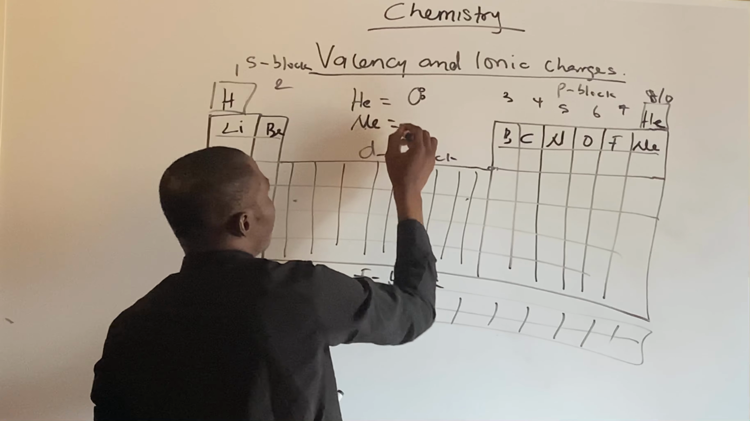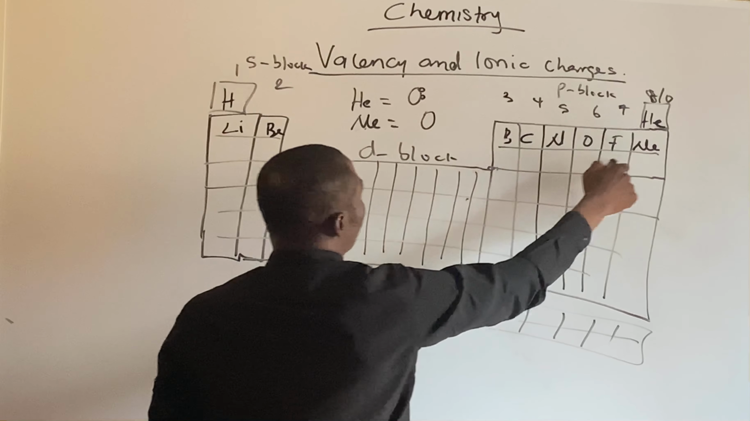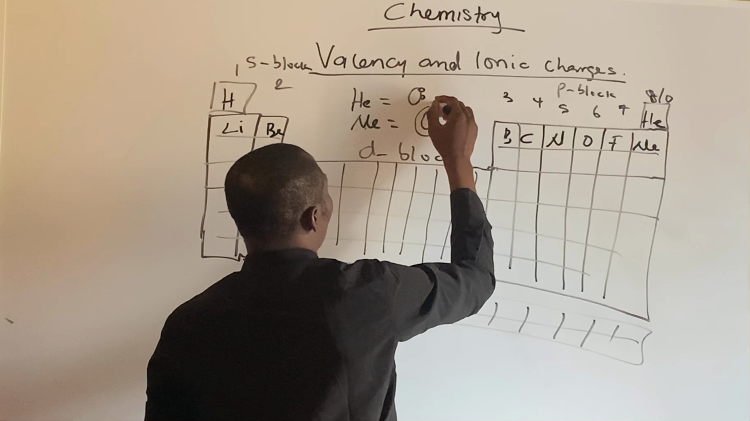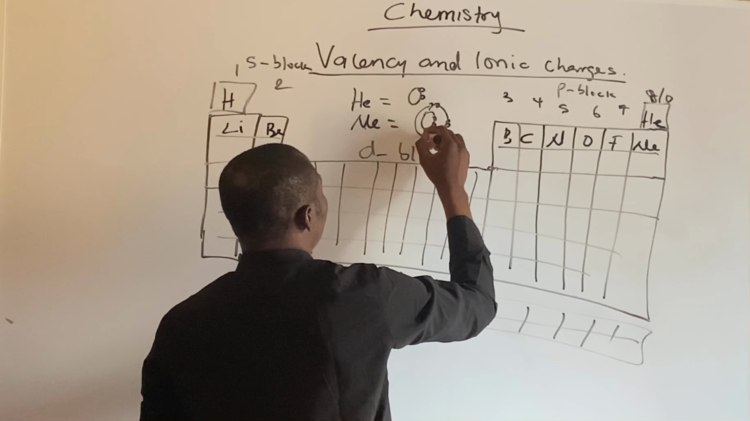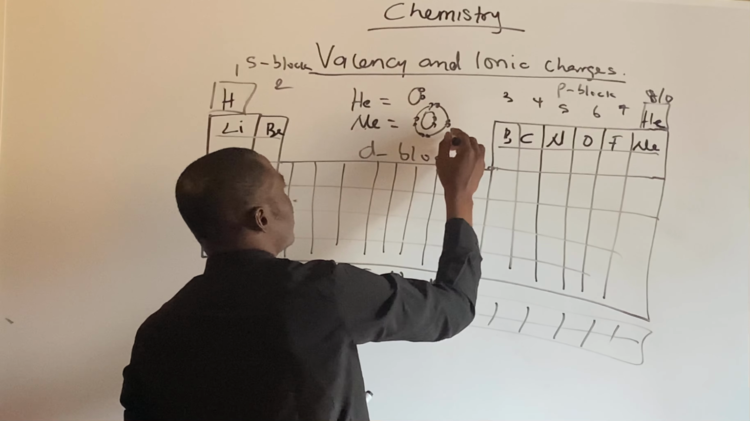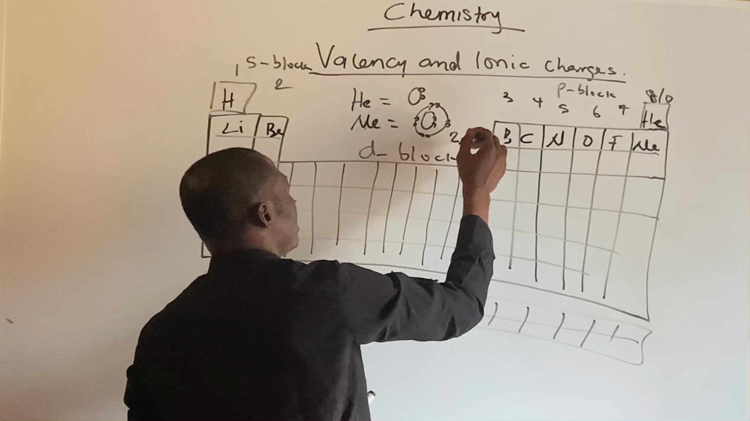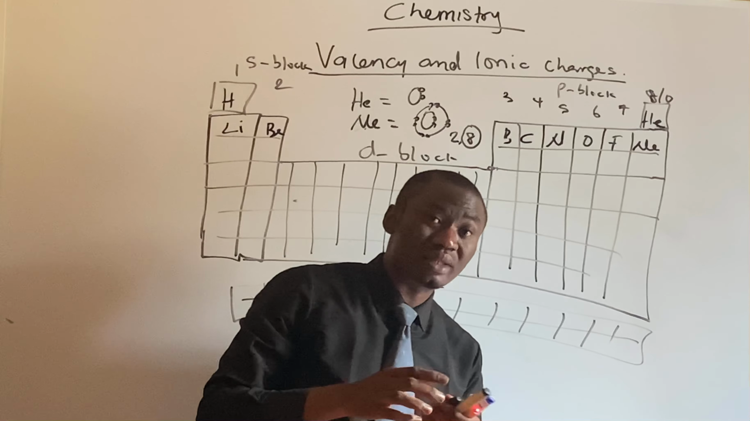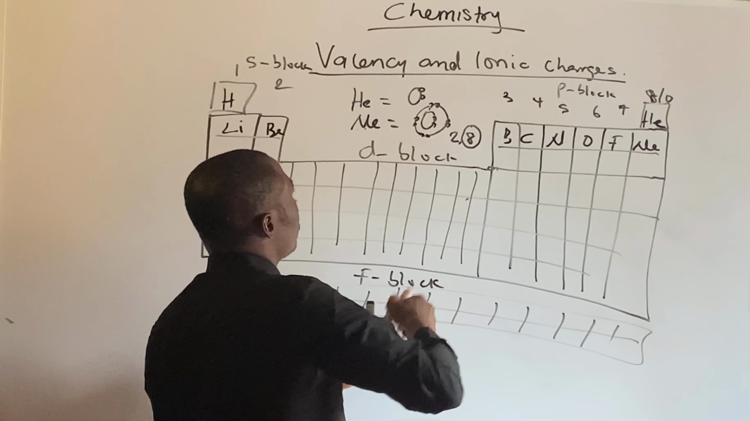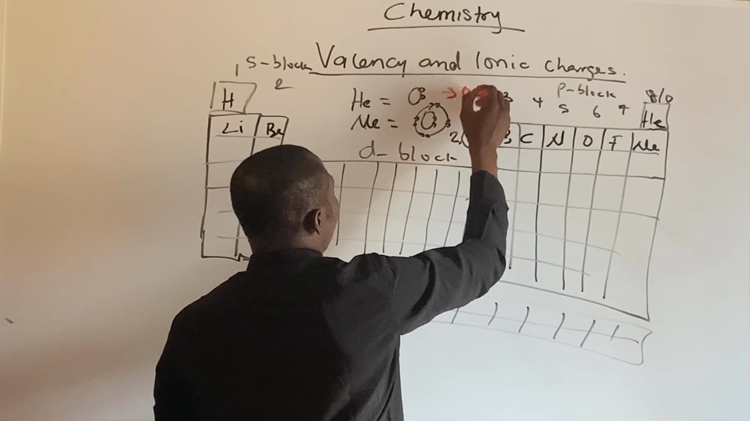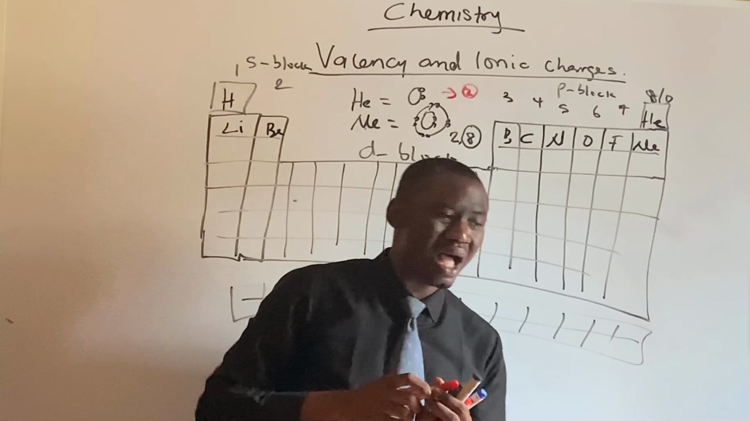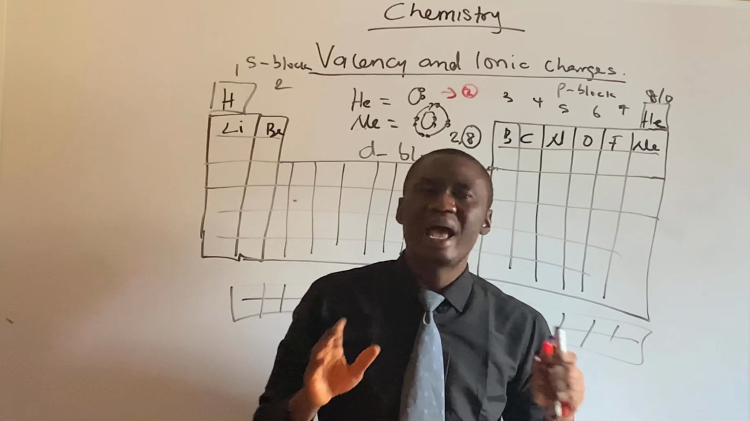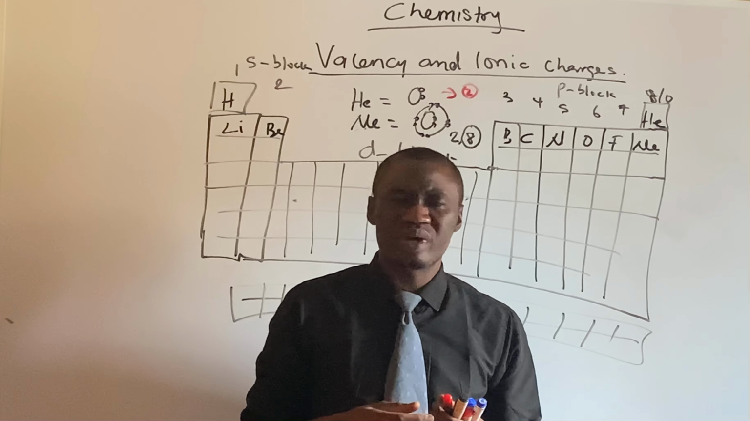Neon, first of all, is number 10. So we have the first 2, and then we have 1, 2, 3, 4, 5, 6, 7, 8. So we have 2:8. Notice that this 8 is octet. And then this 2 over here is duet. That's why they have a stable electronic configuration, and then they hardly undergo chemical reaction.